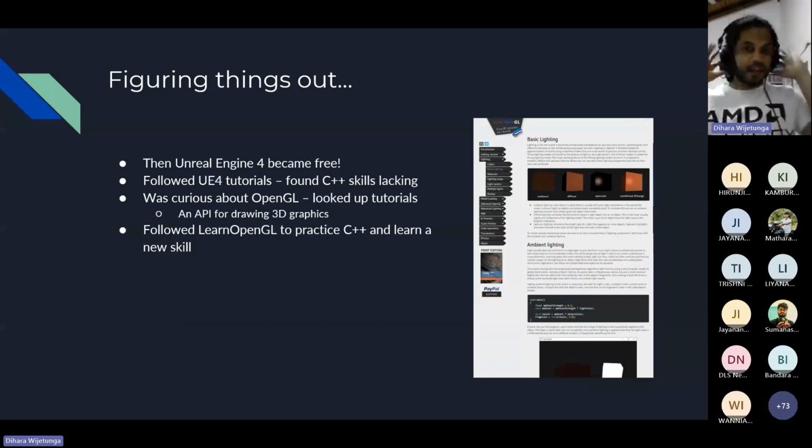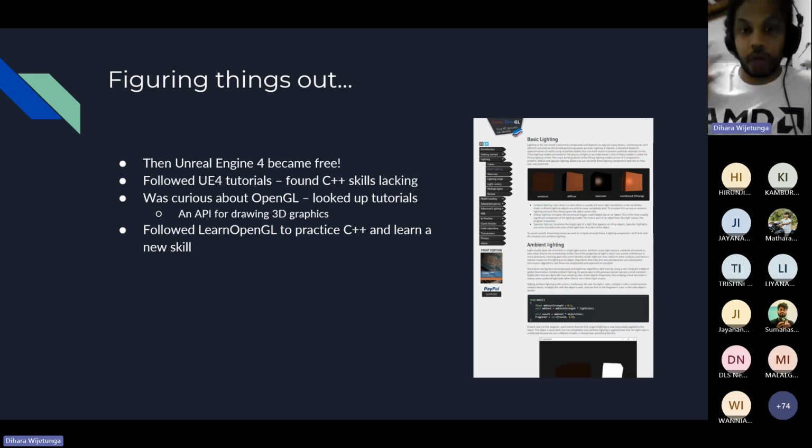So then in 2015, Epic released Unreal Engine 4 with a free license. And my friend that I mentioned in the previous slide, he started working on this and he started to share screenshots and stuff, which made me excited. I'm like, oh, it sparked that interest in game development once again.